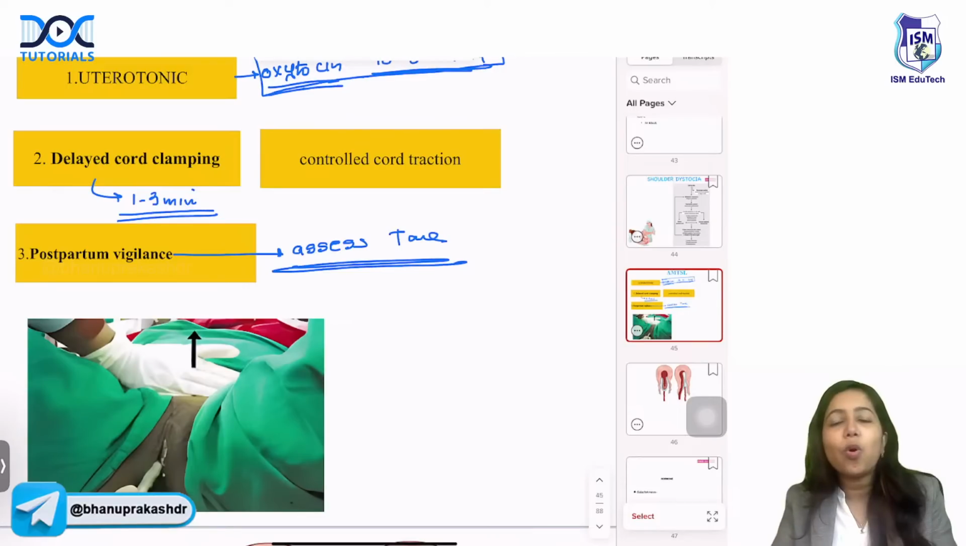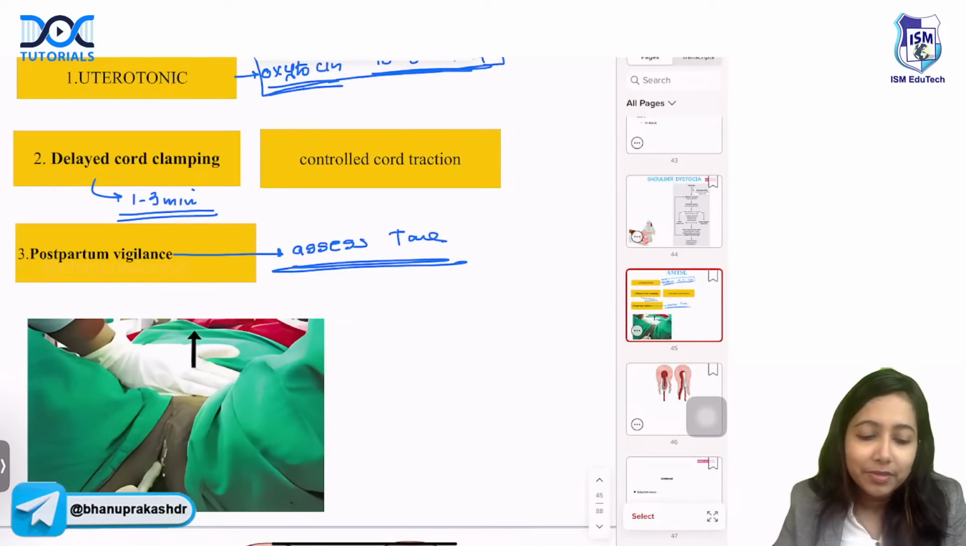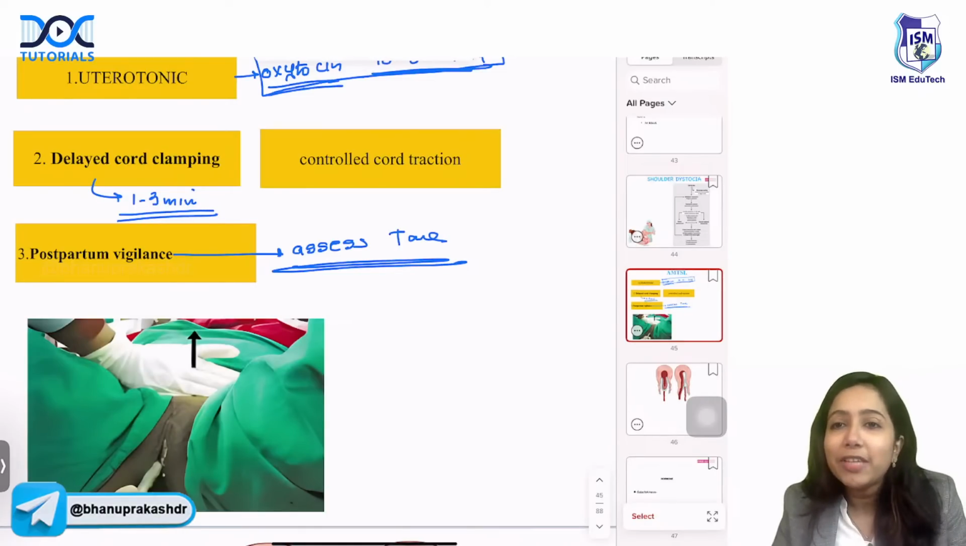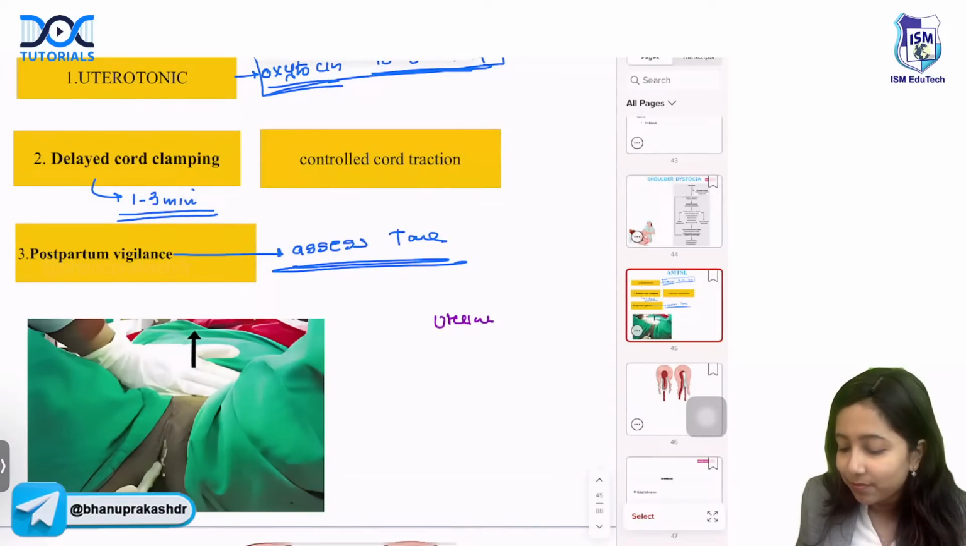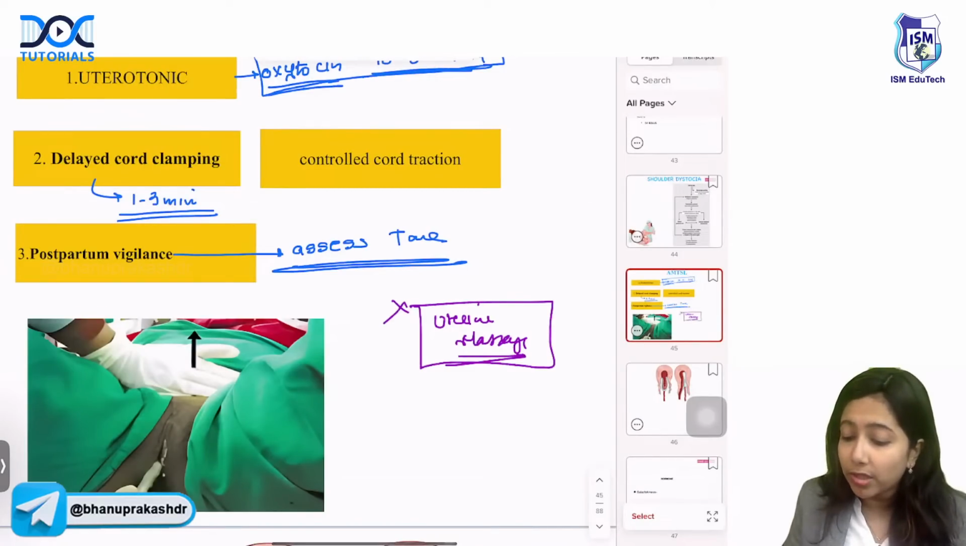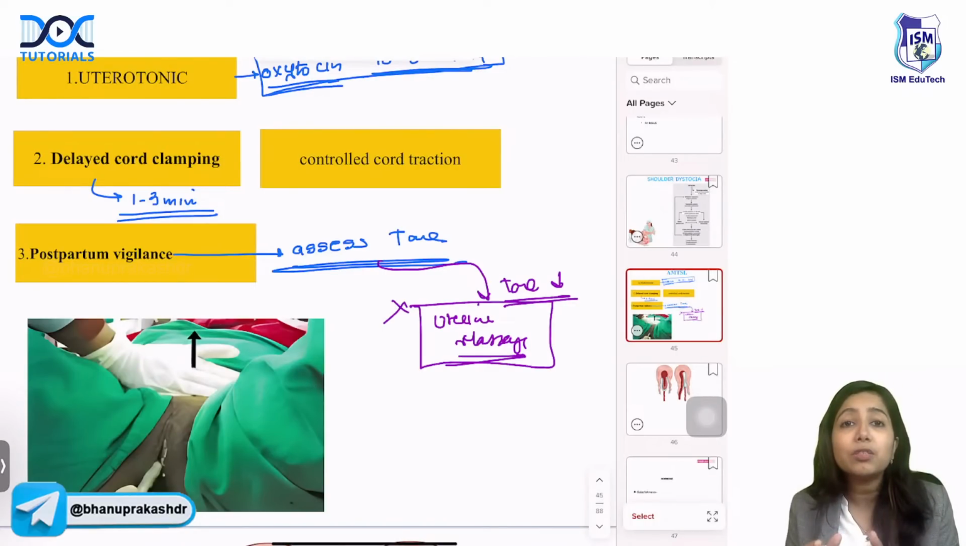So can you point out what point has been removed from the active management of third stage of labor? Yes. Previously, uterine massage was a normal part of active management. But currently, uterine massage is taken away. So you go for a uterine massage only if tone is decreased. So this usually comes as an all except question. All the following are steps of active management of third stage of labor except uterotonics, delayed cord clamping, assess the uterine tone, uterine massage. Uterine massage was previously a part, but now not a part.